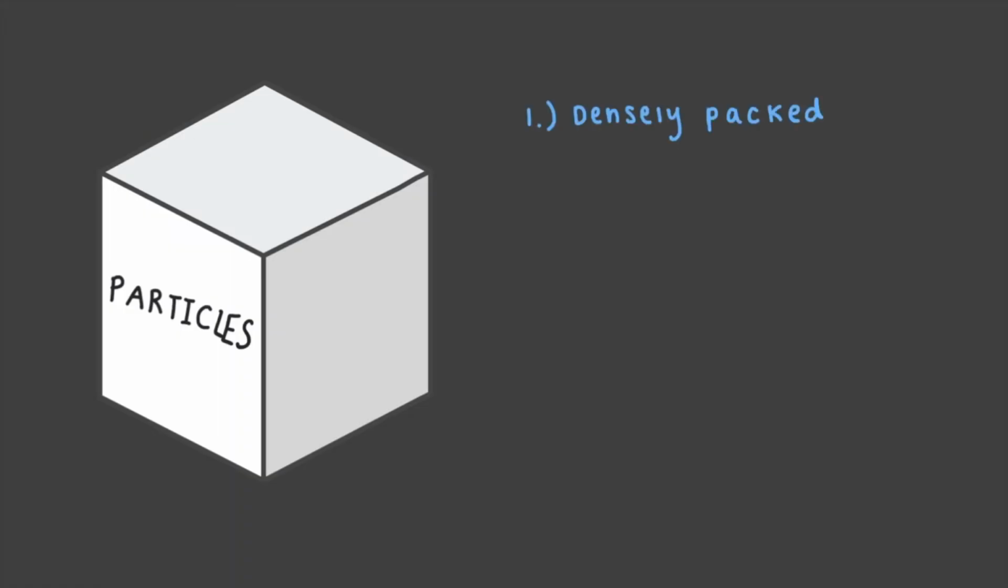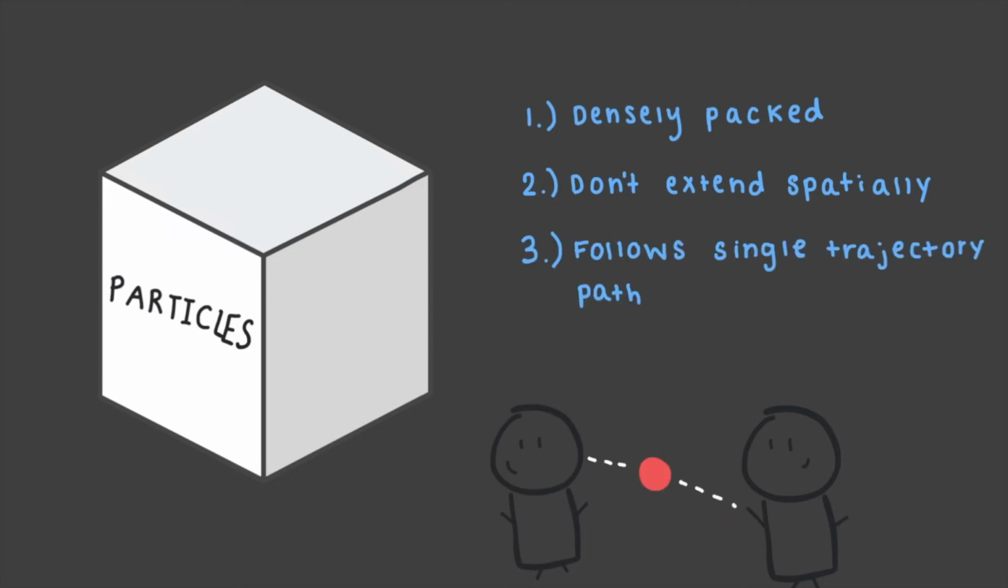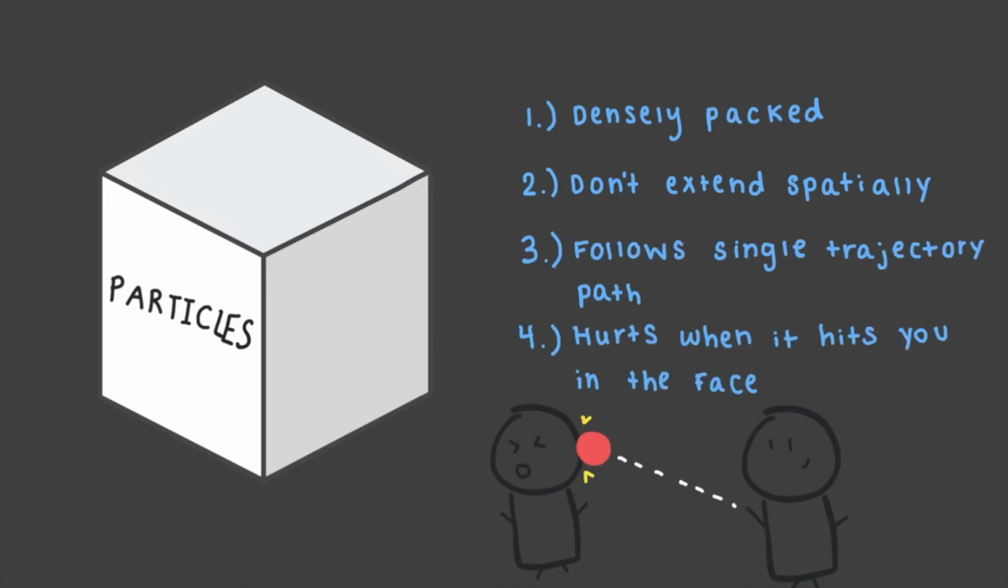Particles are densely packed and they don't extend spatially. We observe particle-like behavior every single day. For example, when you're playing dodgeball and an opponent throws the ball at your face, the ball will follow a single trajectory path and it'll hurt when it hits you in the face.